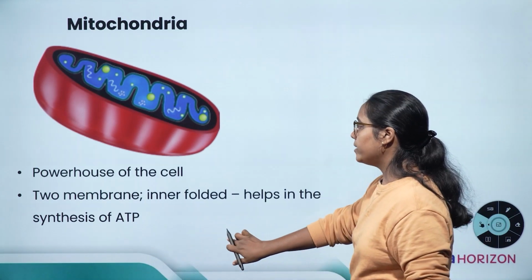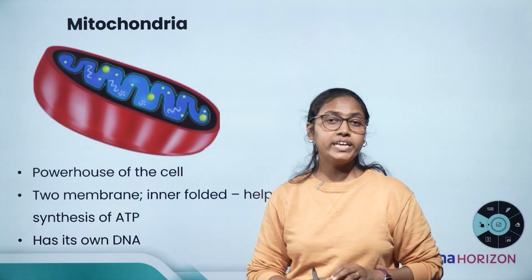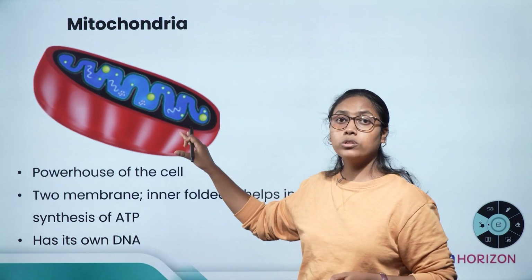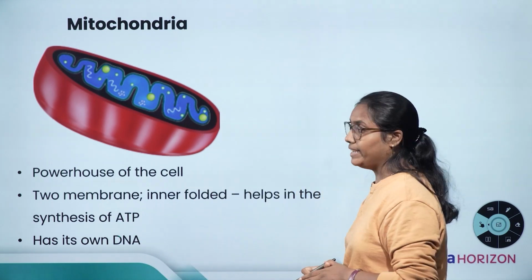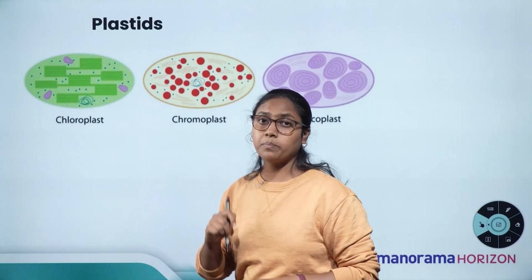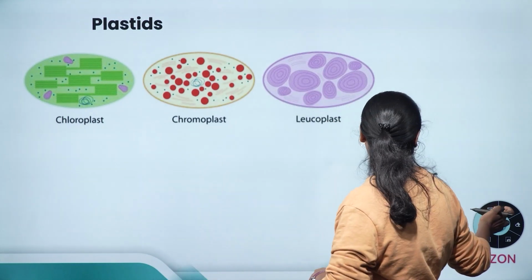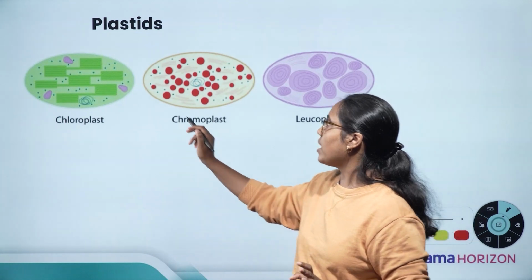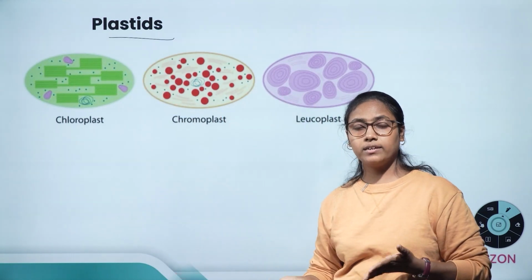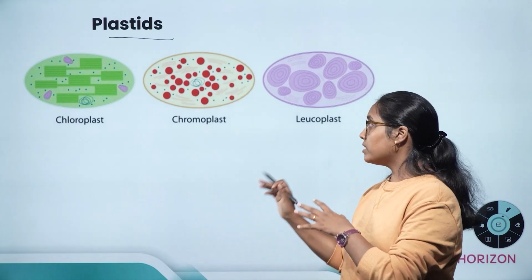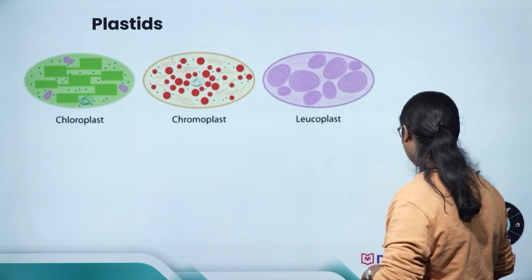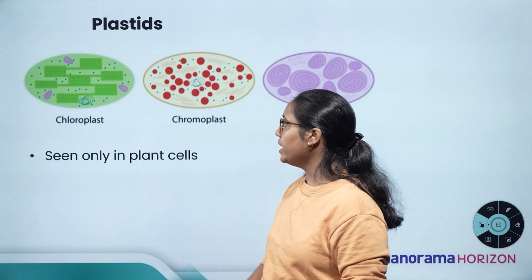Now apart from that, they have their own DNA. We have seen that the nucleus has its own DNA. Mitochondria also have their own DNA. Okay. Now coming to the next organelle, that is plastid, another organelle which is seen only in plants. We have seen that one part, the cell wall, is seen only in plants. It is seen in bacteria also. But this organelle is seen only in plants.